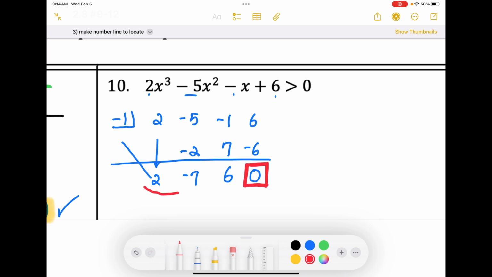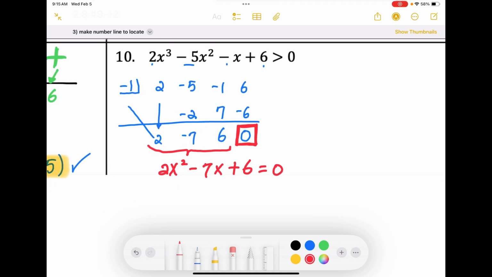So I just factored my given polynomial to 2x squared minus 7x plus 6 equal to 0. Now, can we continue doing factoring? Of course. So I'm going to make this 2x times x is 2x squared. Check. What two numbers multiplied together will give me 6? 2 and 3, right?